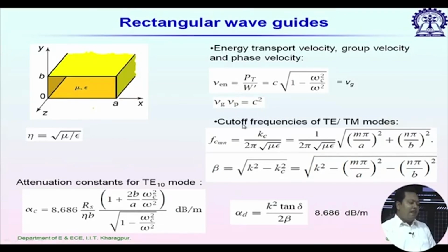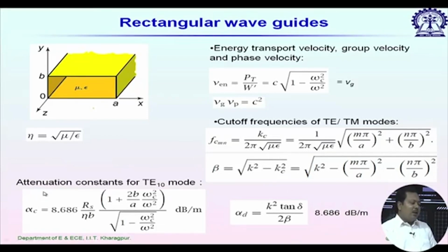And now, in general, the cutoff frequencies of TE and TM modes can be given by this expression. M and N represent the mode numbers, and A and B are the rectangular waveguide dimensions. A is the broadside dimension and B is the thickness of this rectangular waveguide, and then it is associated with a cutoff wave number. Beta can be given by the square root of k squared minus kc squared. We can put the values of kc here. This is the cutoff wave number.